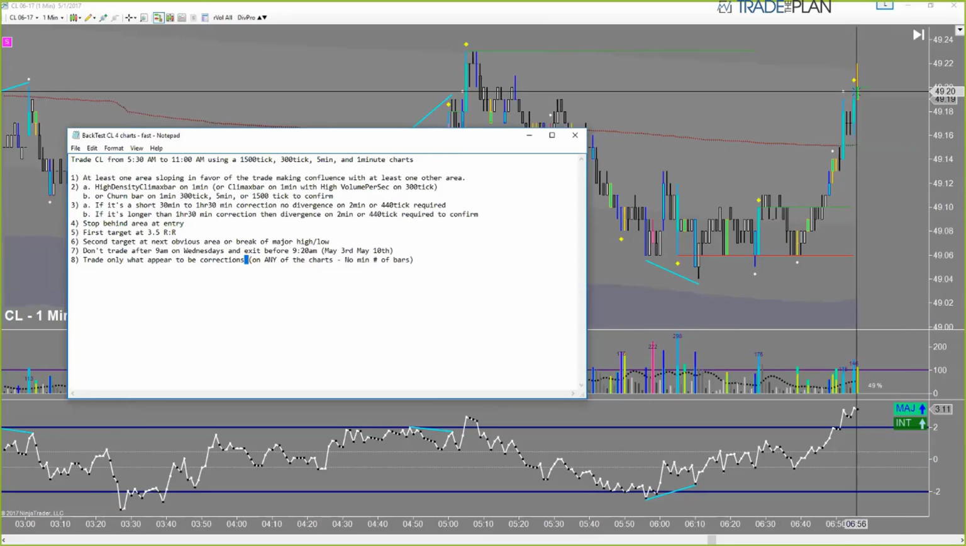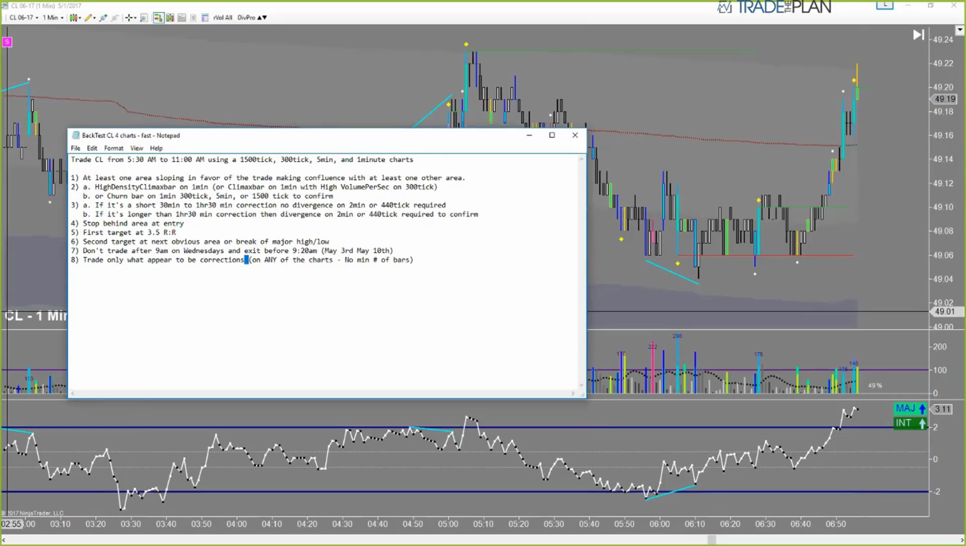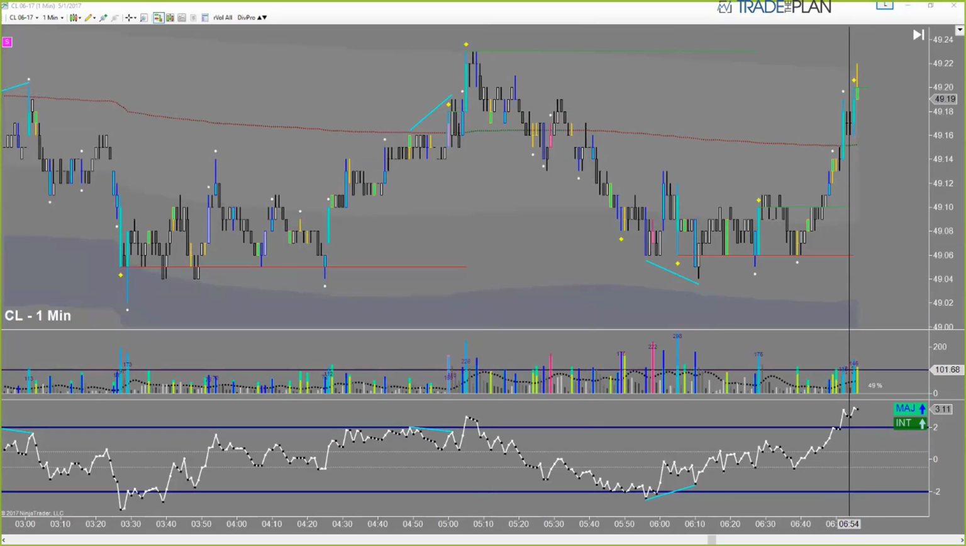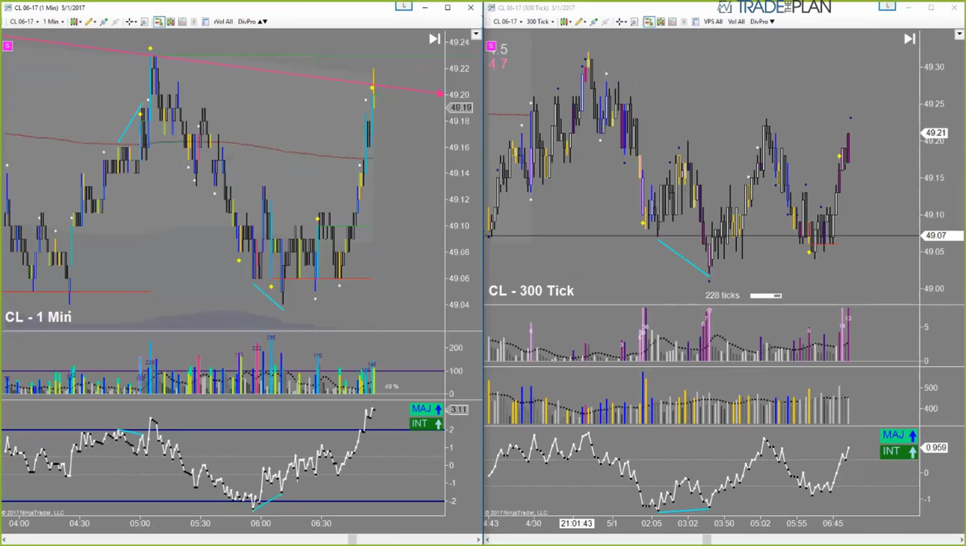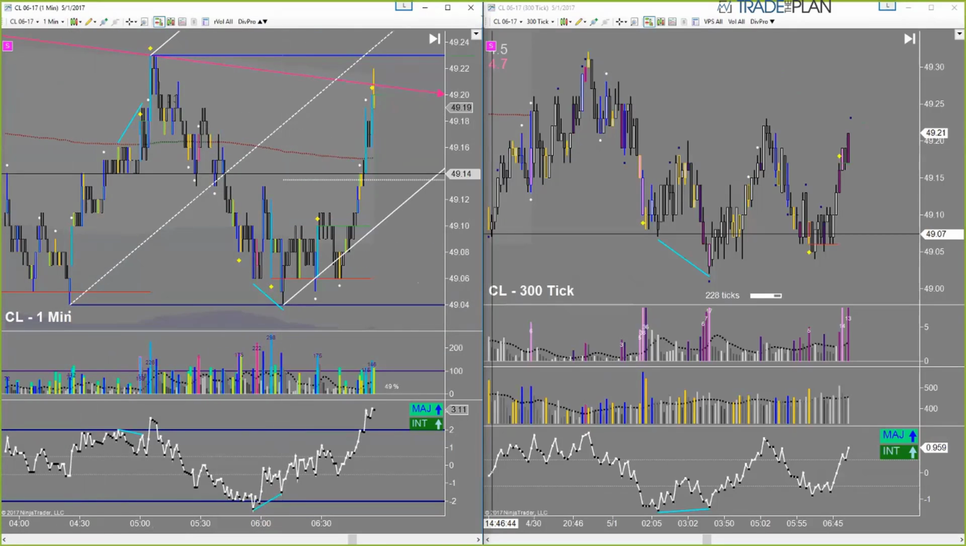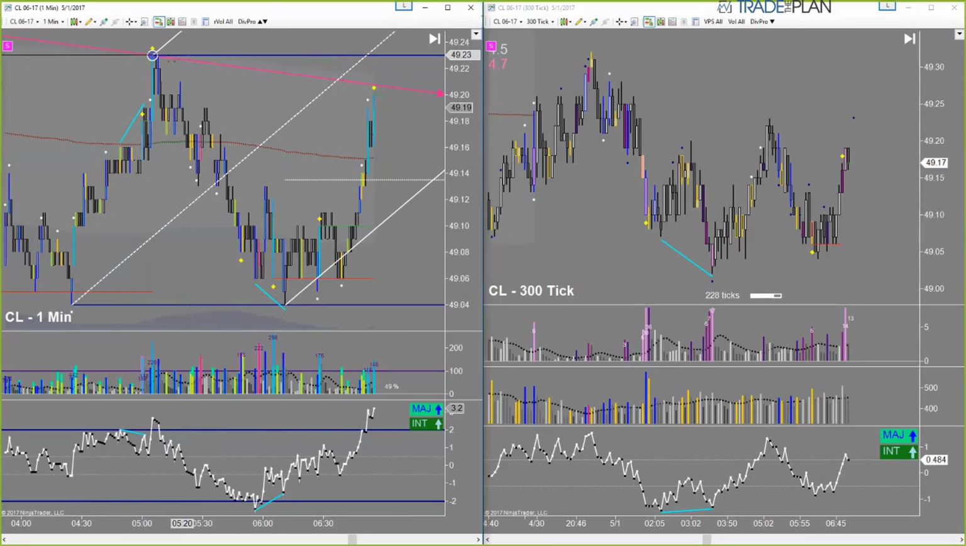Okay, what did I require? What I'm requiring is a churn bar on any of the time frames to confirm the area that we're trying to trade from. I want one area sloping in favor of the trade, which you saw I had on both the 5-minute and the 1500 tick chart. And then here, I've got the 2-bar pattern, one of the main things that we look for, the buying climax followed by a churn bar. I'll just connect the most recent swings to show you. They're lining up right there. And then I could draw the same. Use the highest close on the 1-minute.